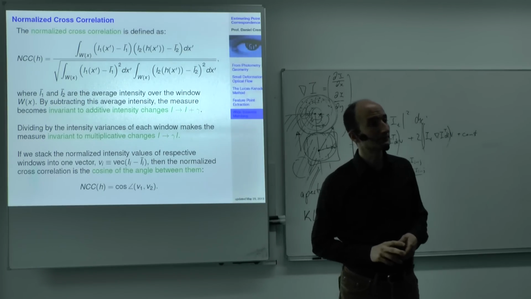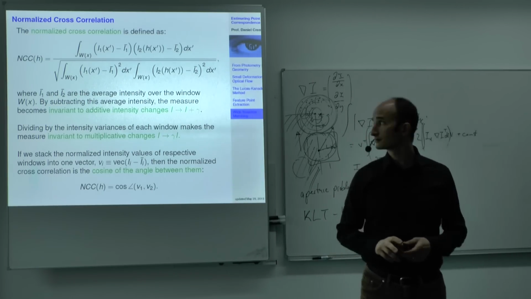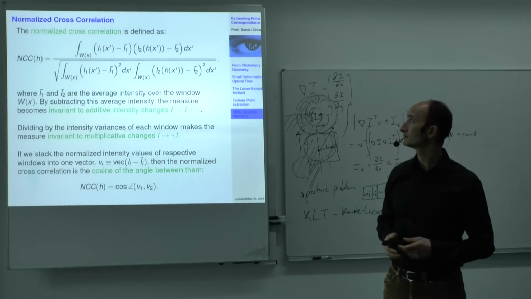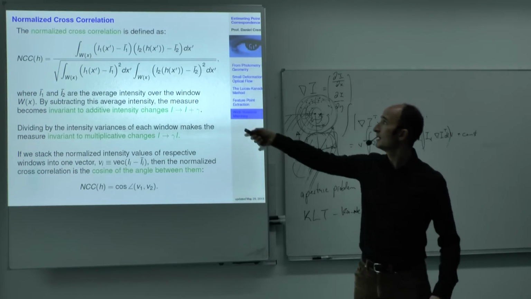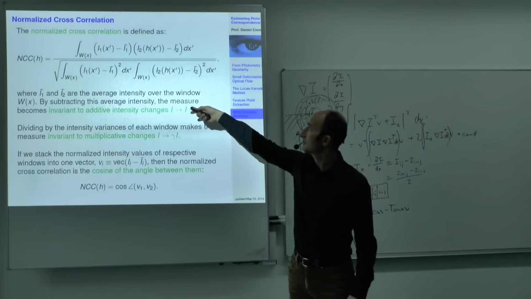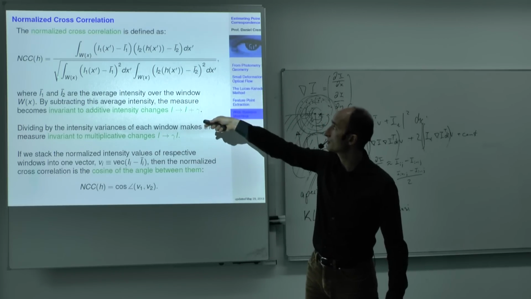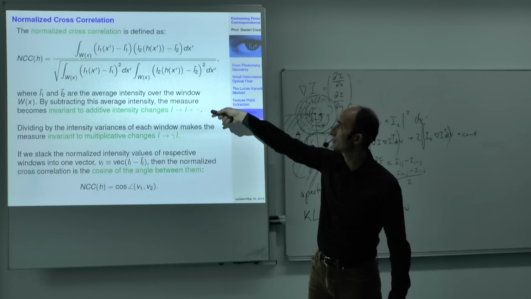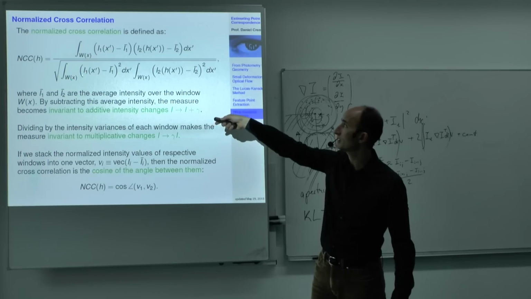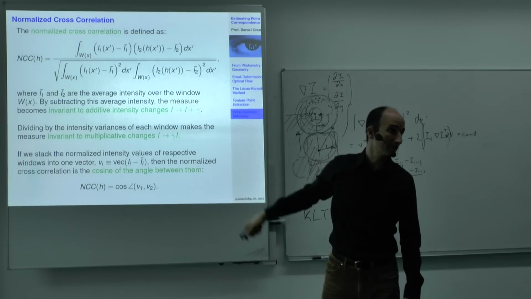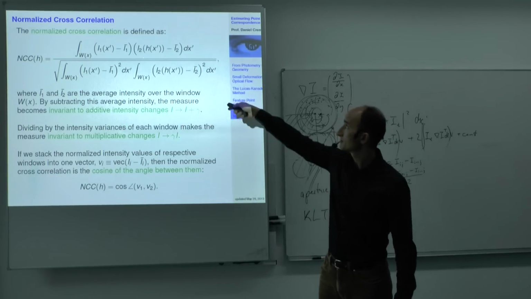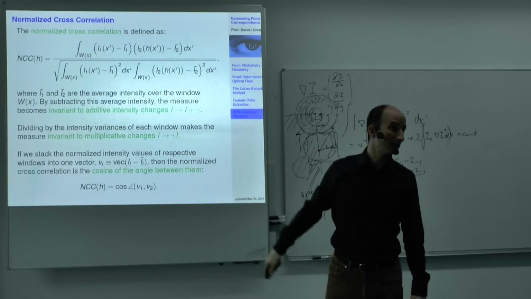Yes? To have the length, we should add those two integrals at the bottom, right? No, sorry, maybe I should have put two square roots here. I put both under one square root. You could have put two square roots. So we have the length of one vector times the length of the other vector here, because up here we also have the product of the two.